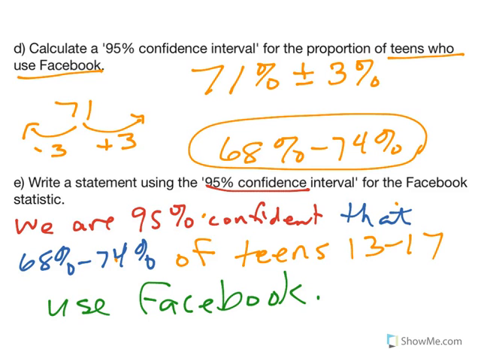So we can be confident, 95% confident, that 68 to 74% of teens between the ages of 13 and 17 use Facebook. That's all we're saying. But it's very nice, right? 95% confident, confidence interval, then your population, and what did they do?